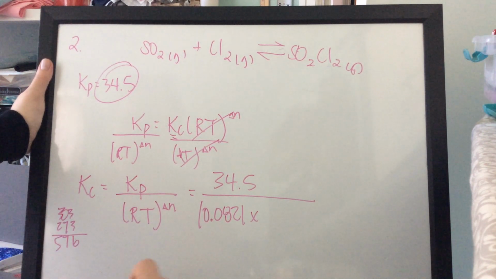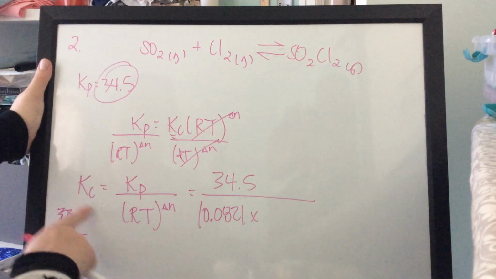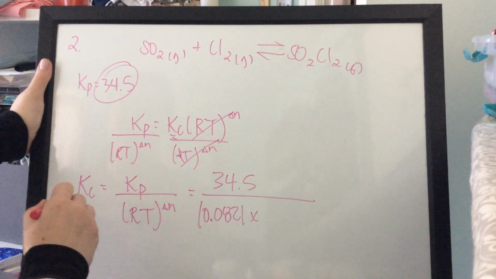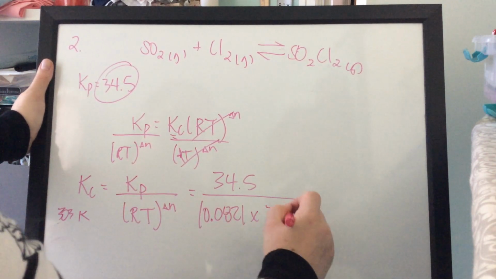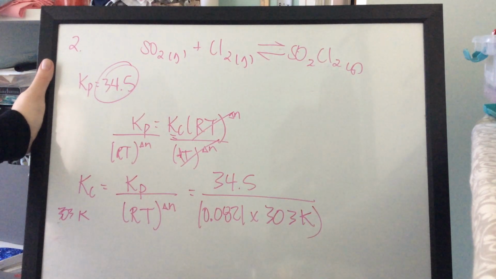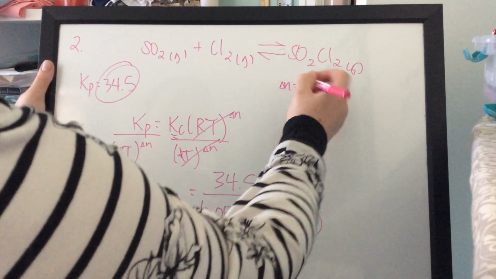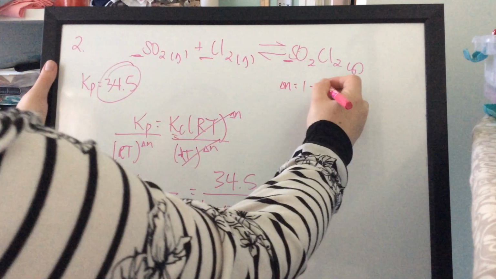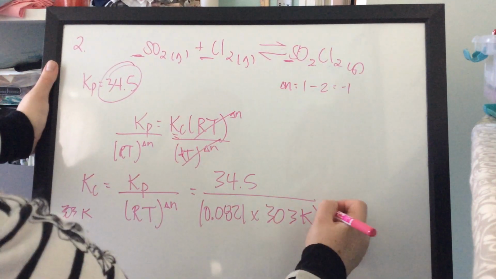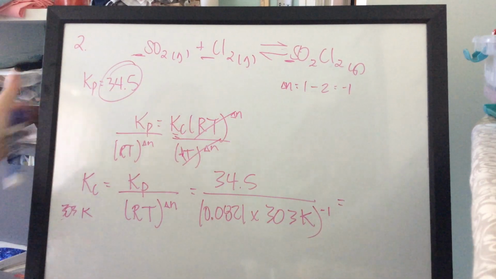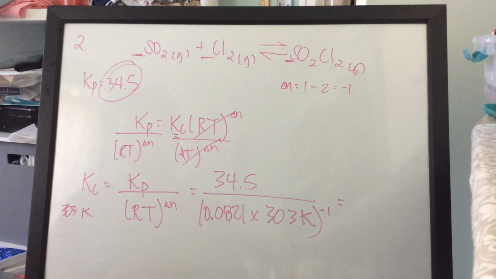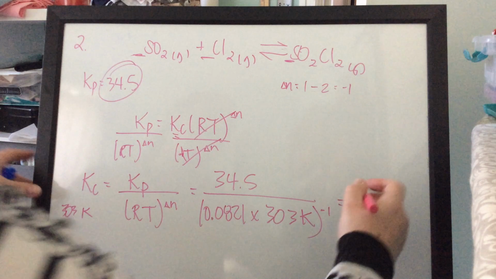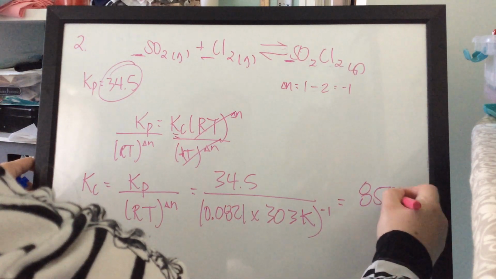So 576. Oh, I'm sorry. Oh my gosh, that was Kelvin. They gave me Kelvin. Be careful. Raised to the, okay, delta N in this case. Let's see. Delta N, moles of product is 1 minus reactant is 2. So delta N is a -1. So I'm going to raise that whole denominator to the -1. And when you do that, I got 858 as my value of Kc.